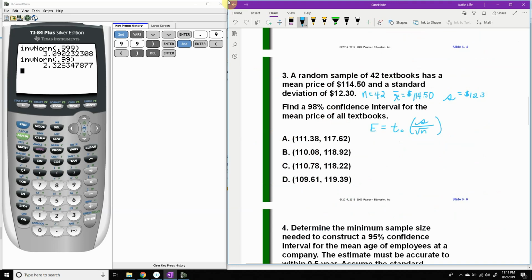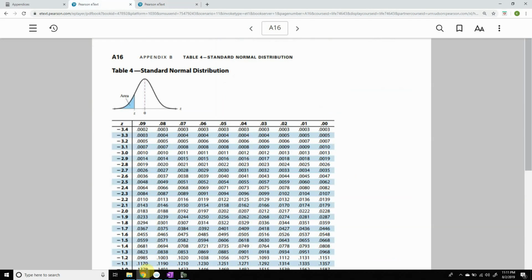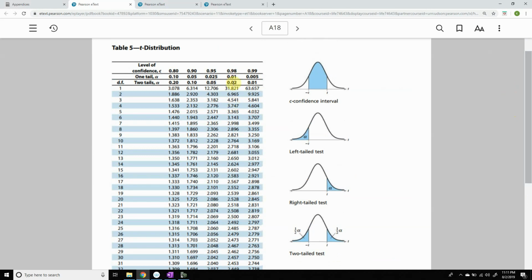Let's figure out what our t sub c value is, assuming our degrees of freedom is n minus 1, which in this case would be 41. Now I want to point out something from the textbook here. For 30 or more degrees of freedom, the critical values for the t distribution are close to the corresponding critical values for the standard normal distribution. So in other words, I want to use the last row of the t distribution here. Let me pull it up real quick. So at the bottom here, we're looking at the 98% confidence level, second column from the right.